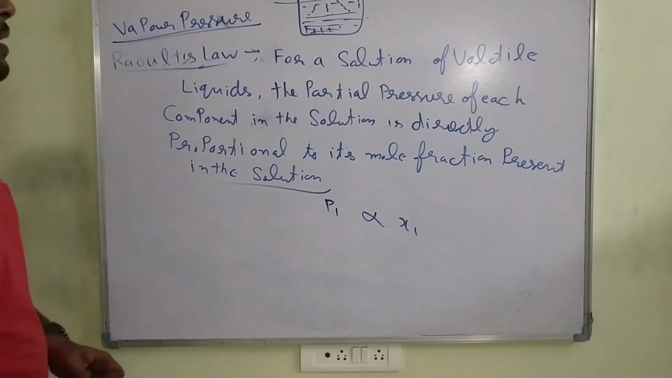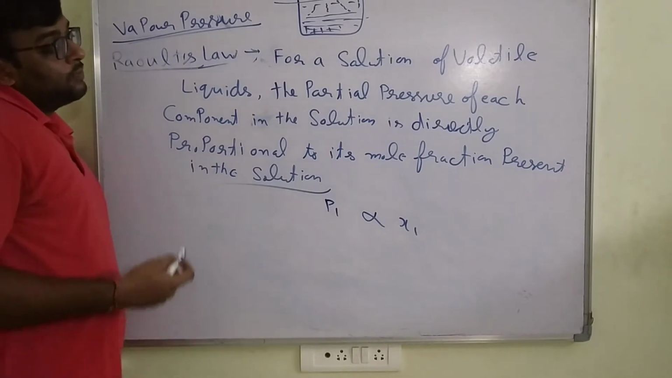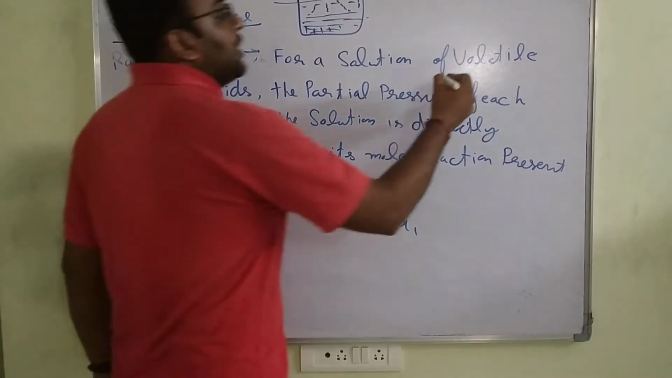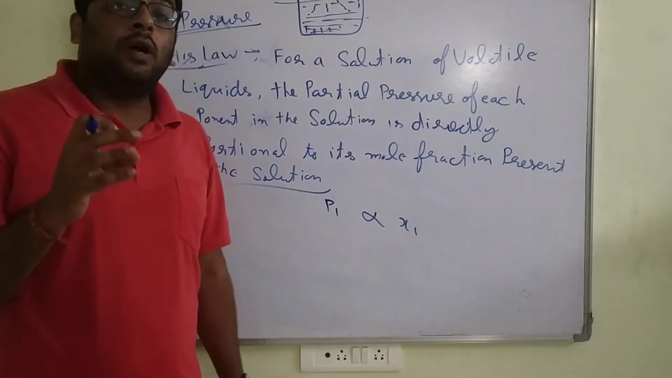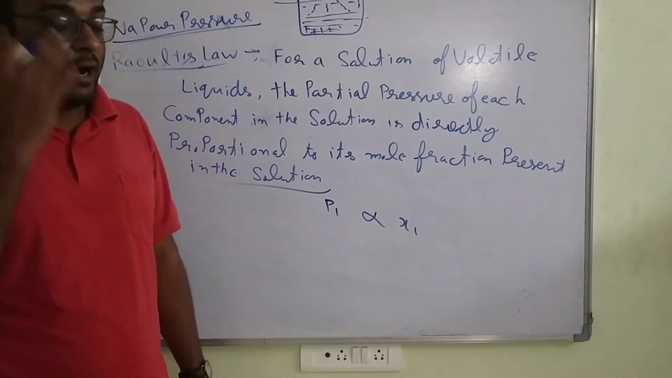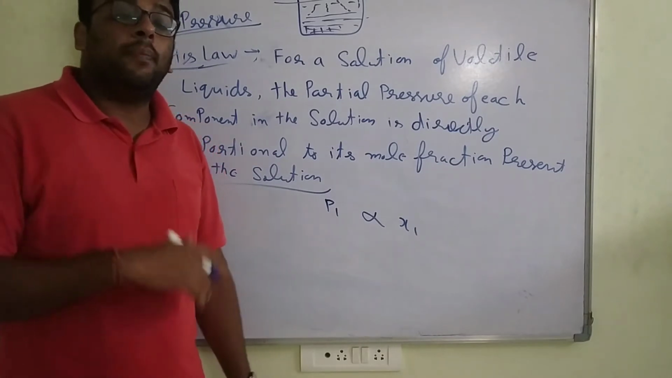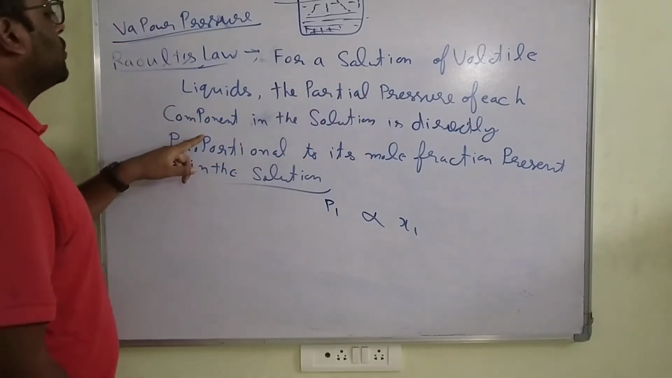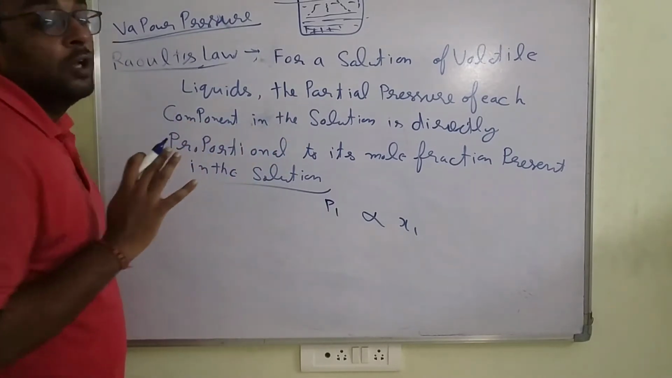A very important topic. Just understand this topic. Okay, what is Raoult's law? First of all, what is volatile? A volatile liquid, the liquid or solute, solvent, whatever can be vaporized. Volatile means vaporized; you have to learn it this way. For a solution of volatile liquids, the partial pressure of each component in the solution is directly proportional to the mole fraction of that component.